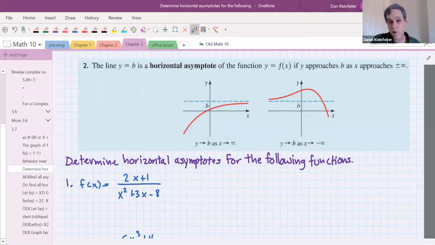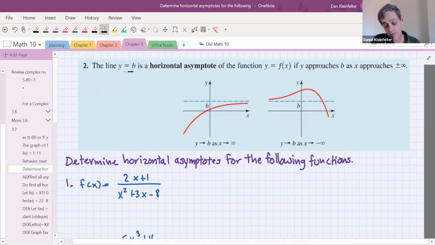Horizontal asymptotes are going to be horizontal lines, and so their equations will look like y equals b. The line y equals b is a horizontal asymptote if the function values, if y approaches b as x approaches either plus or minus infinity. So here, the red graph on the left is increasing towards our dashed line as x increases without bound. On the one on the right, as x decreases towards negative infinity, our graph is heading towards that dashed line.